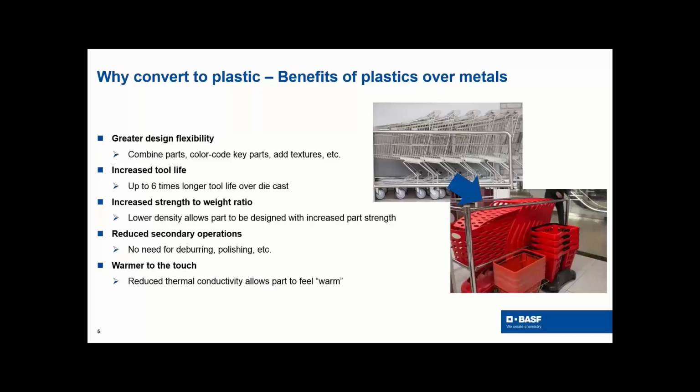So what are some of the benefits of plastics over metal? Greater design flexibility. This is a big one. Again, we talked a little bit about combining parts, so that's nice. Color coding key parts, say a drill housing. You can color code the trigger. You can color code something to really identify this is where you pull the trigger or you start something. Add textures. You can use snap fits versus screws. A lot of advantages to using plastics.